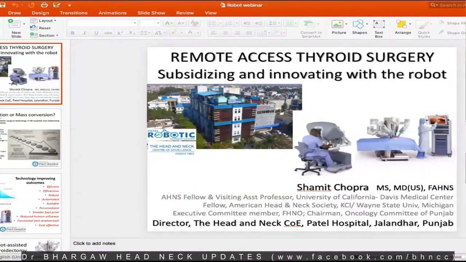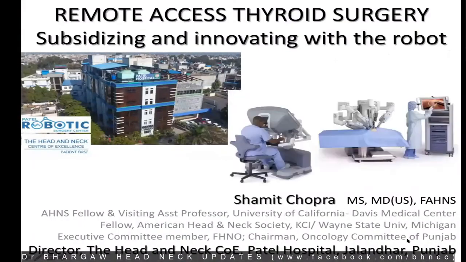So, can you get the slide? Yes, sir. We can get your slides. Great. So remember that just like any other institution, we did a fair share of our trans-axillary non-robotics, and that's before we became a robotic center. This is the center that I work in, and this is the robot that we use.